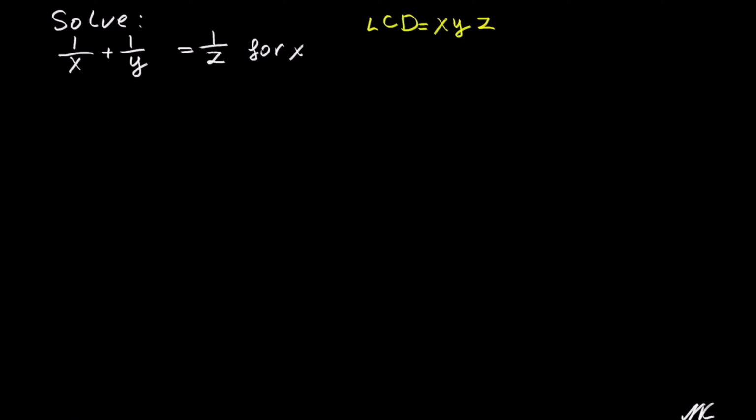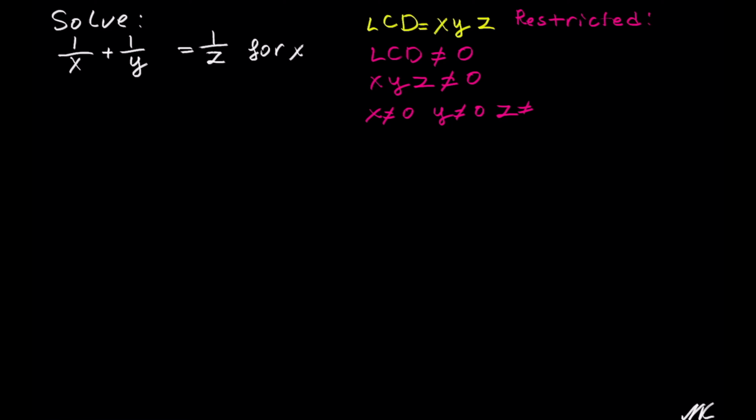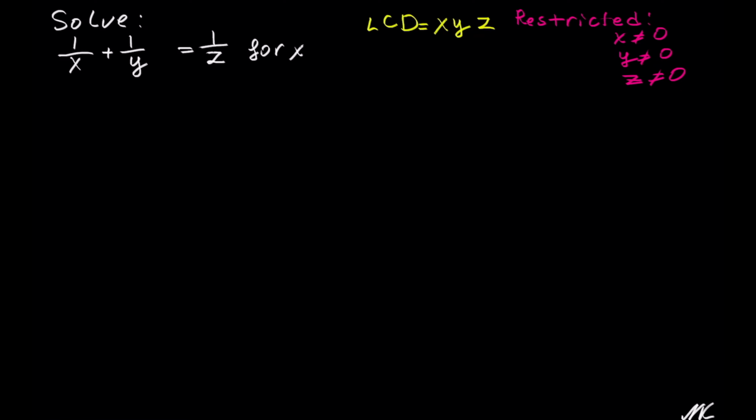We also need to find the restricted values, and the best way of doing that is to set the least common denominator not equal to 0. So xyz cannot be equal to 0. Now to solve this, we set each of the factors not equal to 0, which means x cannot be equal to 0, y cannot be equal to 0, and z cannot be equal to 0. So our restricted values are x cannot be 0, y cannot be 0, and z cannot be 0.